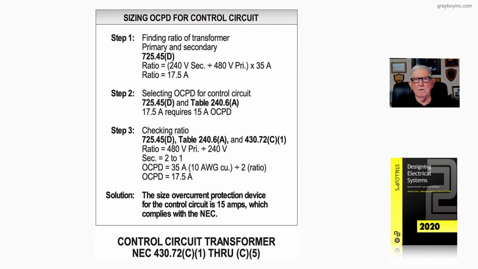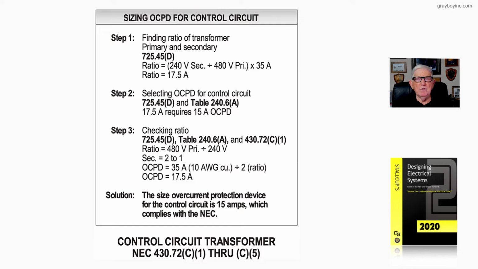725.45(D) as in dog, around page 634 of your code book. Now 240 volt secondary divided by a 480 volt primary, and here it's times the 35 amps from table 310.16 in the 75 degree column for a number 10 THWN copper conductor. When we do the math, it's a ratio of 17.5.